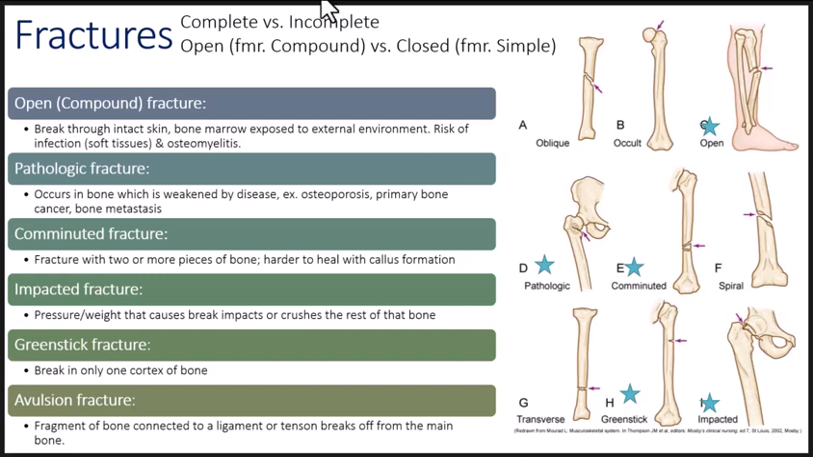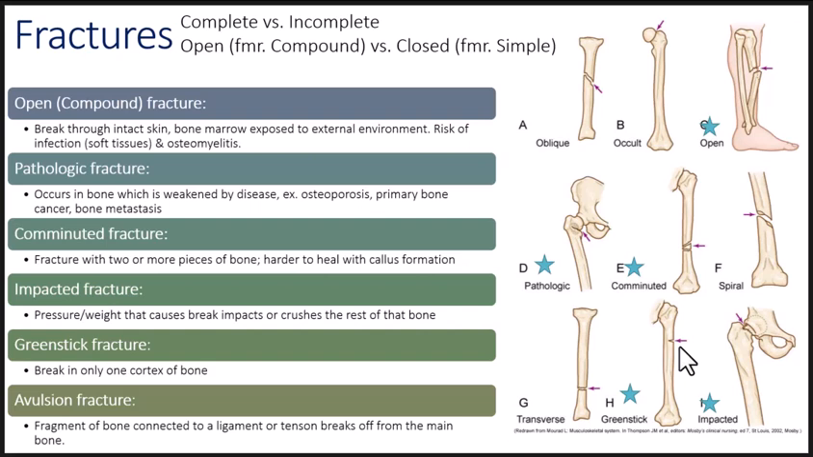A green stick fracture, these are one of the coolest in terms of where the name comes from. A green stick fracture is a break in only one cortex of bone, so it breaks through, say, the outer surface of bone that's disrupted, but the inner surface is intact. So why is it called a green stick fracture?